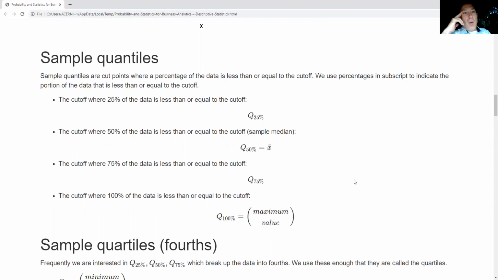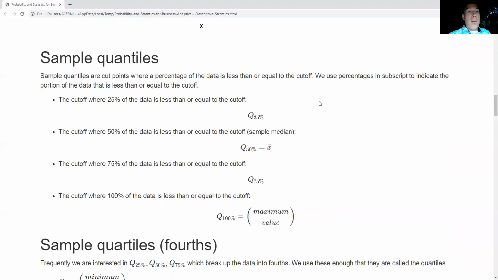All right, sample quantiles are cut points where a percentage of the data is less than or equal to that cutoff. So if I say the 100% quantile, that is the maximum value, because everything is less than or equal to the maximum value. Now the 50% quantile is the data point where half of the data is less than or equal to that value.